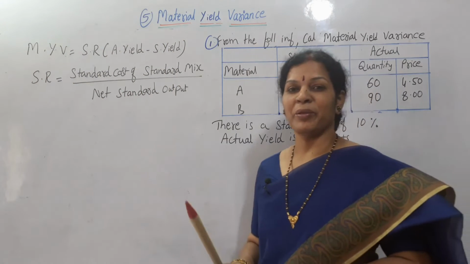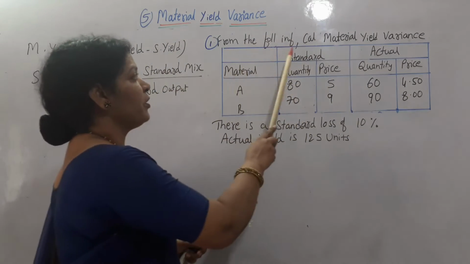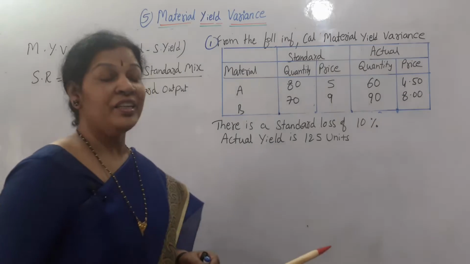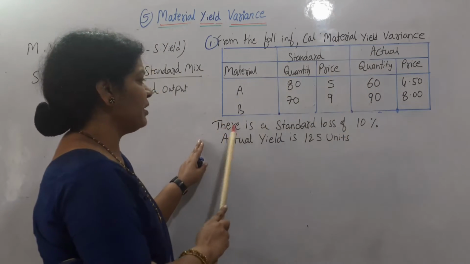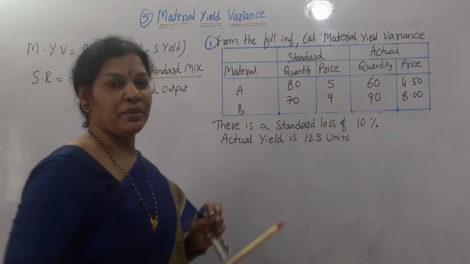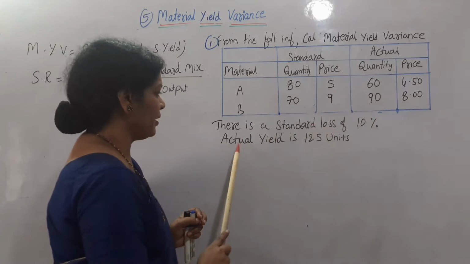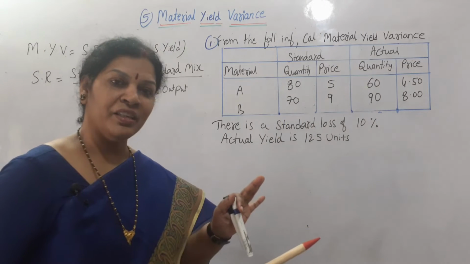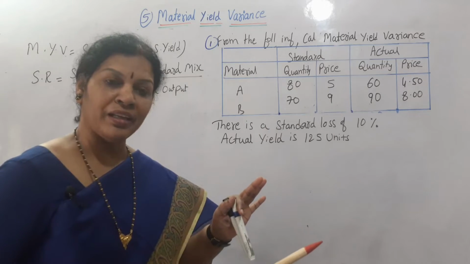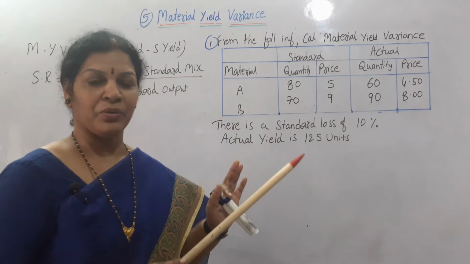Now through a problem we can understand. From the following information, calculate material yield variance. Simple data is given. Apart from this, there is a standard loss of 10%, and actual yield is 125 units. This material yield variance need not be calculated separately for material A and B. Together we can work it out.